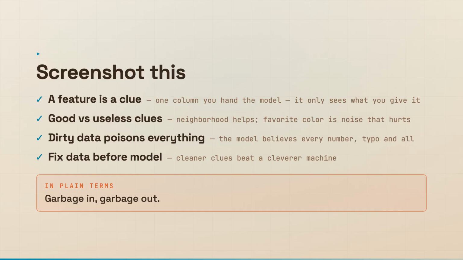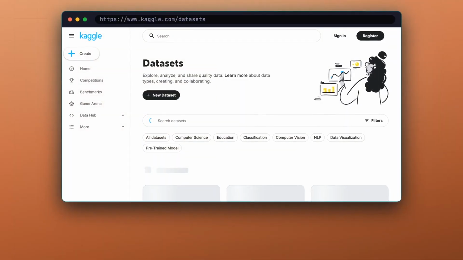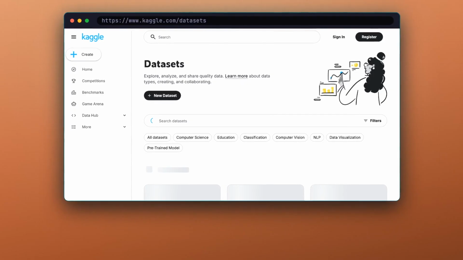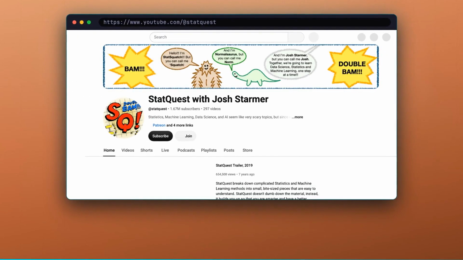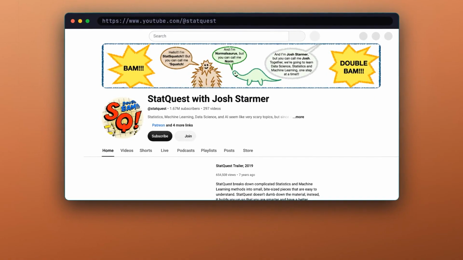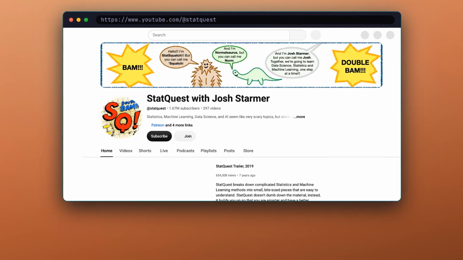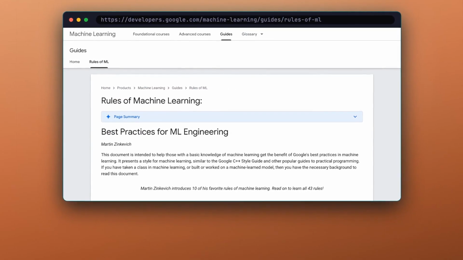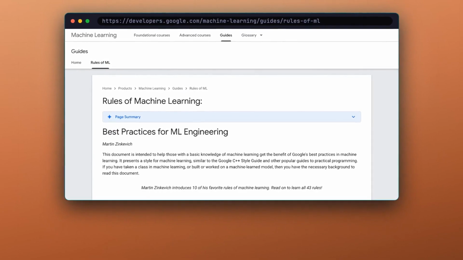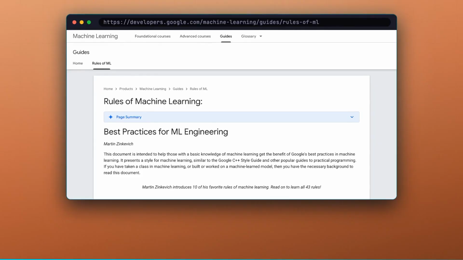Want real data to play with? Kaggle has thousands of free datasets, houses, movies, weather. Go poke at a messy one and feel it. StatQuest on YouTube breaks this stuff down with a smile and a song. And Google published their rules of machine learning, plain-spoken advice from the people who ship it, and rule number 1 is basically, good data beats a clever model.